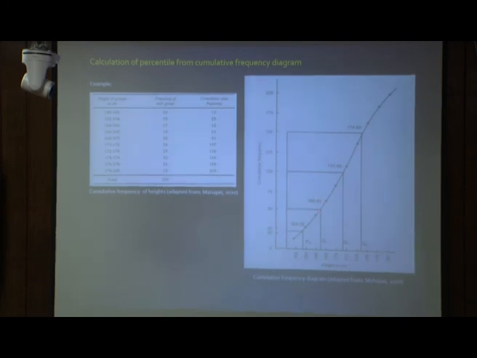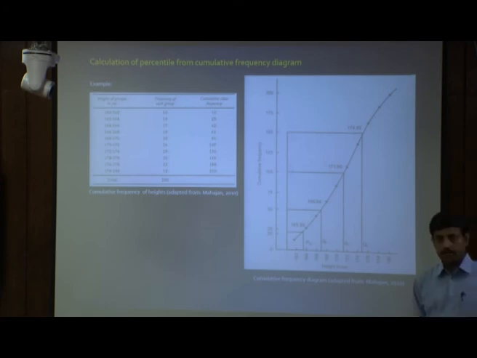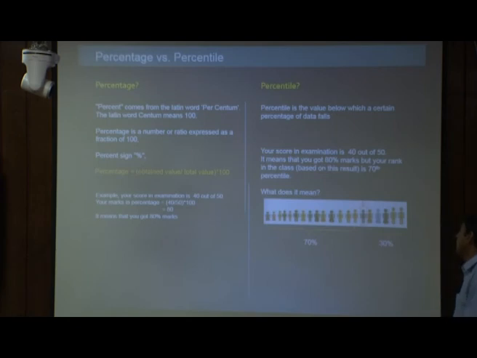So the 25th percentile height value is 168.84 centimeter, meaning below this value 25% of students, that is 50 students, are there, and above this how many students are there? Above this height value, the remaining 75% of students are there.